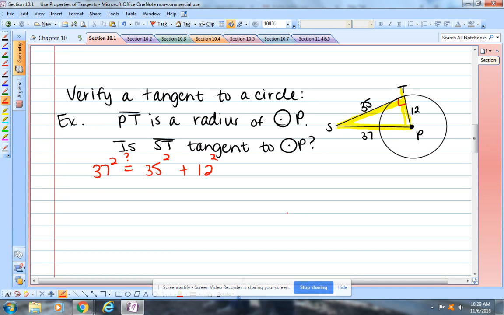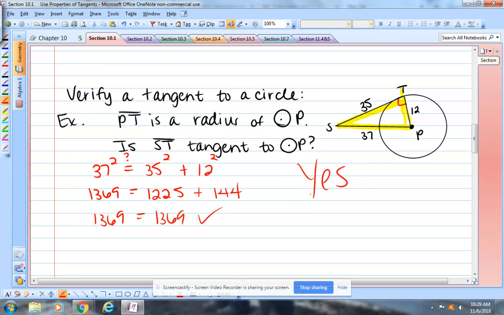So hopefully somebody has their calculator and can participate with me. What is 37 squared? Yep, 1369. What's 35 squared? Thank you. 12 squared. If I add 144 plus 1225, do I get 1369? So is it a tangent?